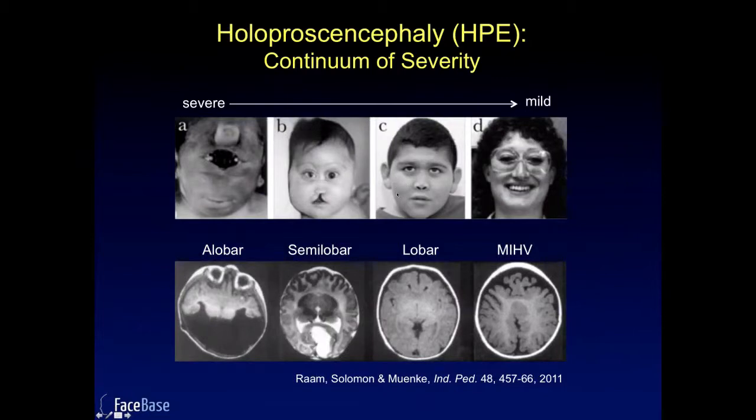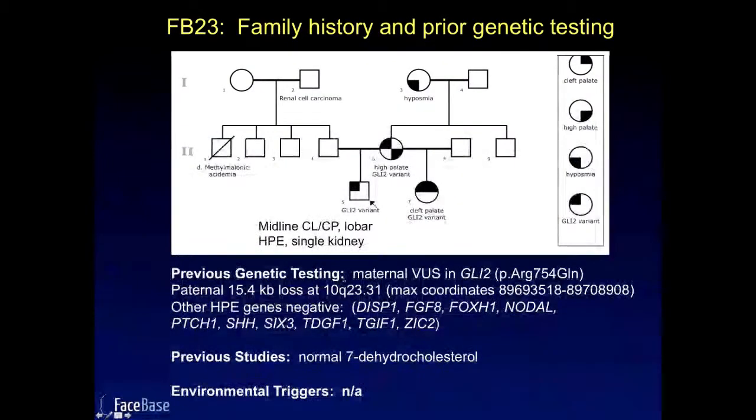The case we're dealing with here is sort of intermediate between semilobar and lobar, and you can see that the brain is really not separated into hemispheres in either of these two cases. In the lobar form, it tends to be partly separated with fusion at the midline. So in this case, we sequenced this trio.